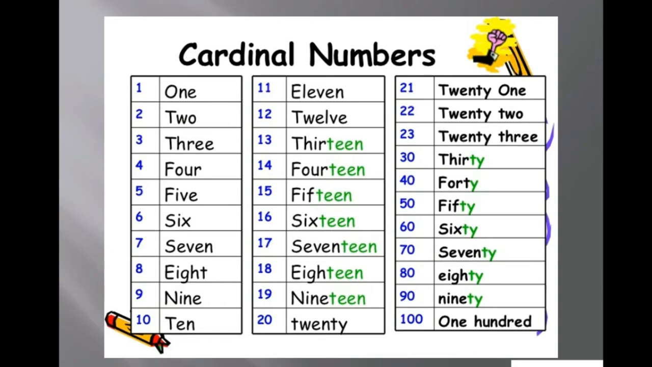So guys, in cardinal numbers we have 1, 2, 3, 4, 5, 6, 7, 8, 9, 10, 11, 12, and here from 13 to 19 we all add to them 10 at the end.